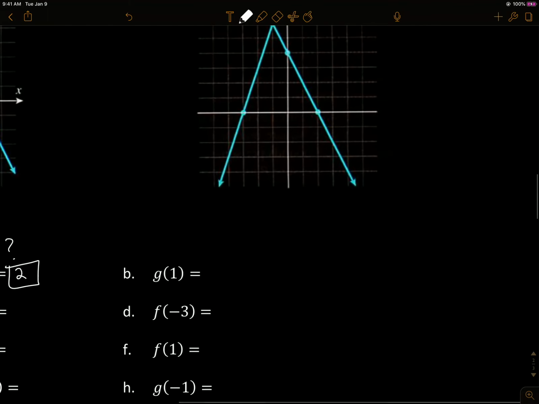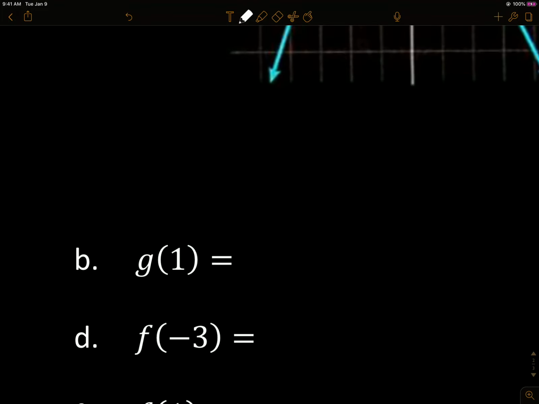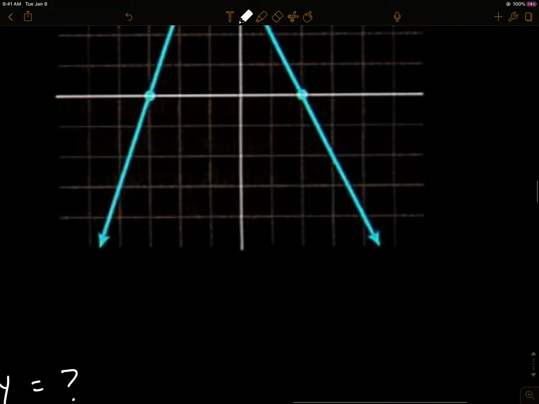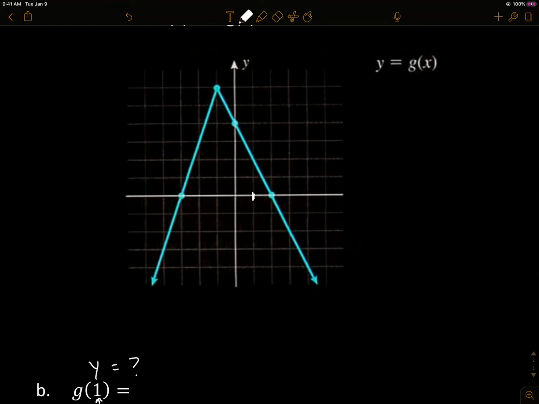Let's look at g of 1. So again, it's saying what is the y value when x is 1. So if I go over to 1 on the x, I go up till I hit the function, I look over, it's also 2.